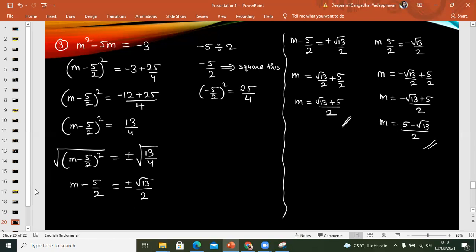Okay, let's solve the next question. Question number 4. Question 4 is 9y square minus 12y plus 2 equals 0. You see here in front of y square there is a number 9. So the first step here is to remove this 9.